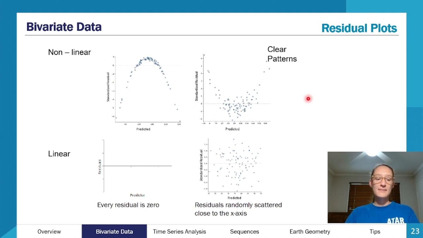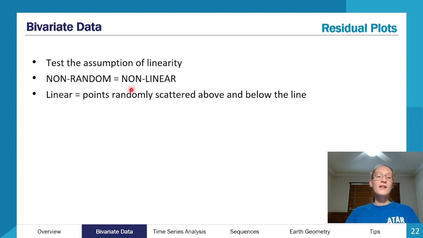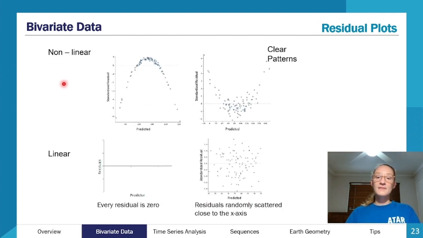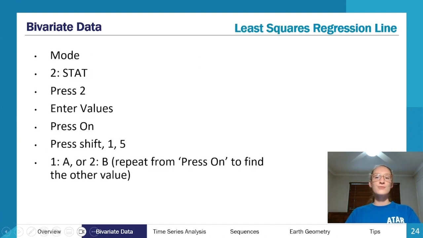There's actually a really clear pattern going on here. That's what I meant earlier about how non-random means non-linear. So if I come back to our next slide again, this is non-random. Therefore, from this residual plot, I would conclude that this relationship is nonlinear. Whereas this one, we can see that our residual points are randomly scattered above and below the line. So it's super random. So this tells me that there is a linear relationship present. So when interpreting residual plots, non-random means nonlinear, and randomly scattered around means yes, it is linear. So that's just a little clarification on residual plots.